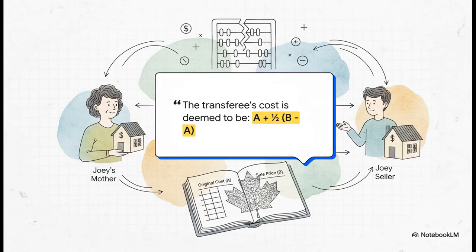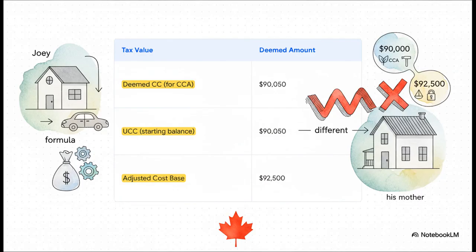Now, for his mother, the buyer, things get a little more mathematical. When the sale price is more than the original cost, we have to use a very specific formula to figure out her deemed cost for claiming depreciation in the future. As you can see, A stands for the seller's original cost and B is the actual transfer price. So let's plug in the numbers. We take Joey's cost of $87,600 and we add half of the capital gain. This gives his mother a deemed capital cost and a starting UCC of $90,050 for her future CCA claims.